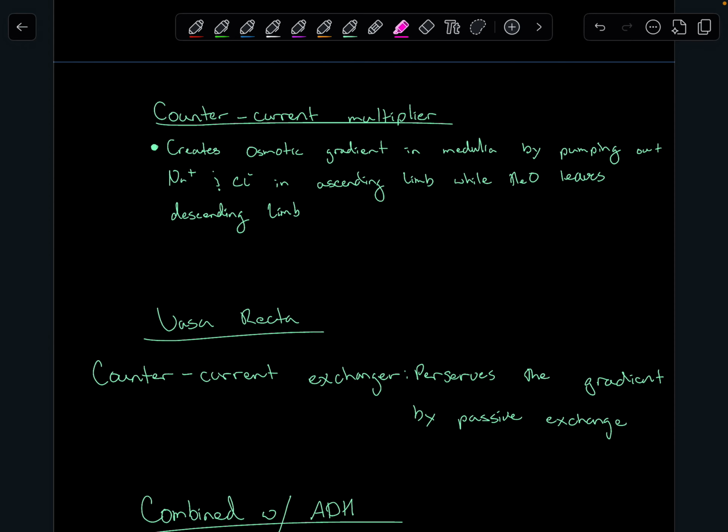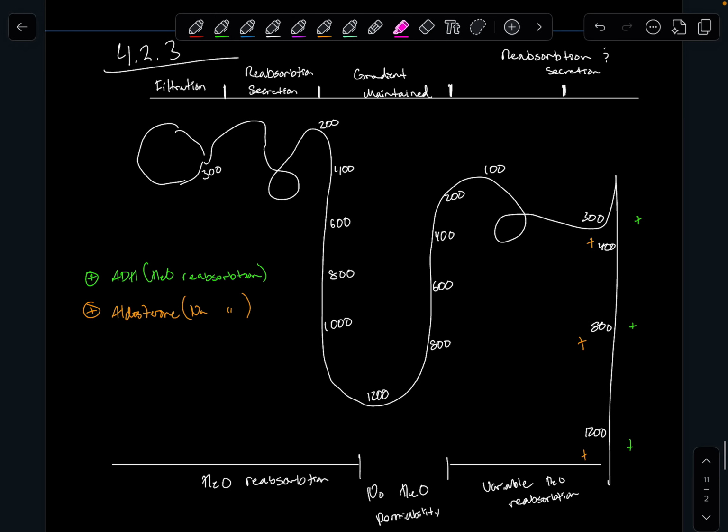Now, we're going to talk about the loop of Henle and the medullary gradient. So there's a couple terms here. The countercurrent multiplier. This creates an osmotic gradient in the medulla by pumping out sodium chloride in the ascending limb, as we talked about previously, while H2O leaves the descending limb. And there's actually an image I would like to show, right, as we move down the descending limb, we're losing water. That's why we're having an increased osmolarity. But then when we reach the ascending limb, water is impermeable, but solutes can leave. So that's why we have a decrease in osmolarity, as seen here.